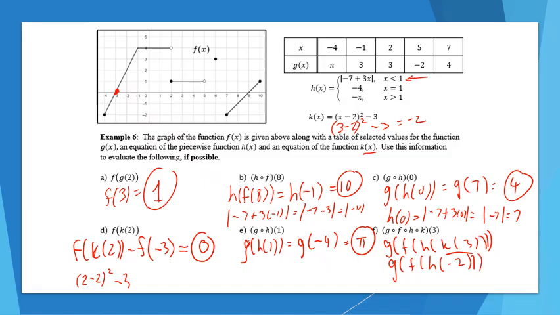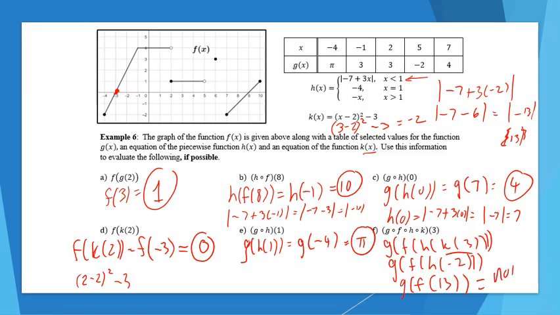H of negative 2, we would plug negative 2 into the top function. So this is the absolute value of negative 7 plus 3 times negative 2, the absolute value of negative 7 minus 6, which is negative 13, which is just 13 as our answer. So this would be g of f of 13. F of 13, there is no 13 on the graph, so this would be not possible. So that should be our answer for F. F is pretty tricky though.